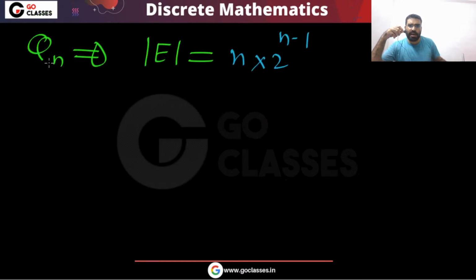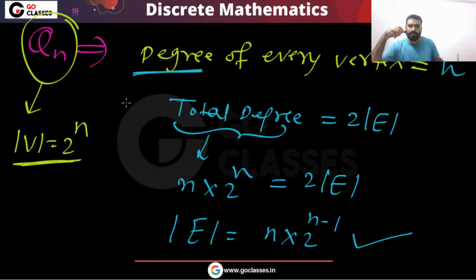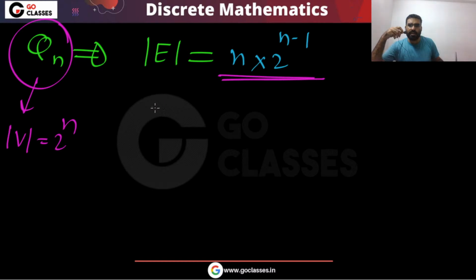So, the number of edges in a hypercube graph. Remember, in this Qn, the number of vertices is 2 power n and the number of edges will be n into 2 power n minus 1. And this is the proof. The degree of every vertex in this hypercube graph on 2 power n vertices is n. So the total degree will be n into 2 power n, because every vertex has degree n and there are 2 power n vertices. This total degree is equal to twice the number of edges. So the number of edges will be n into 2 power n minus 1. Okay, so from here you can notice.